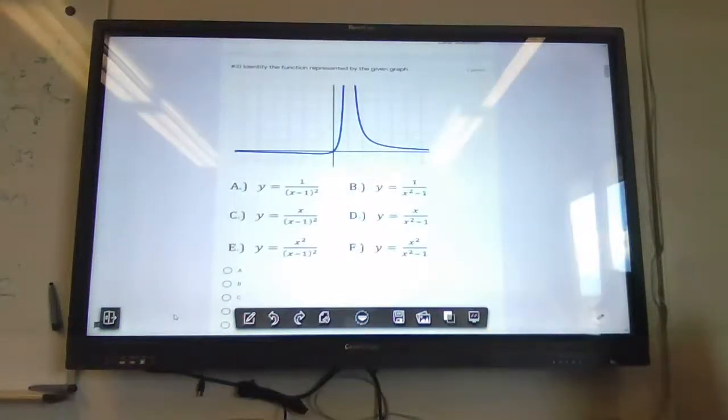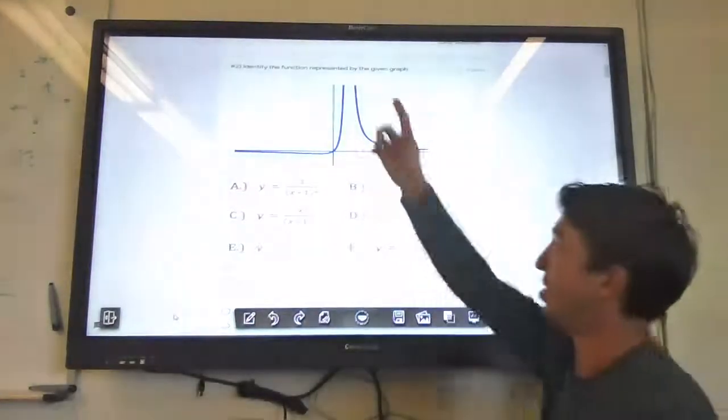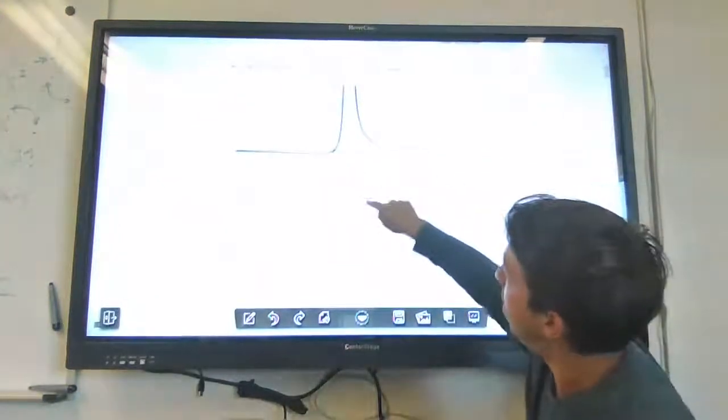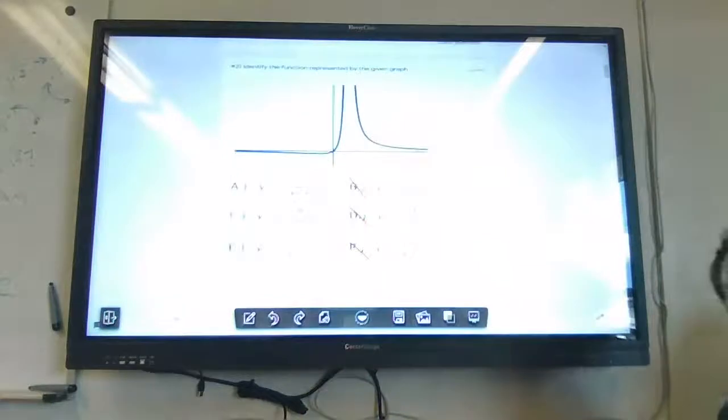All right, next one. Same process. Someone throw out something we might look at on this function, a key feature of the graph. Not AJ. As much as I appreciate your answers, my friend. Eddie. There's a vertical asymptote at x = 1. Yep. And there's also not a vertical asymptote at -1. So which half of the answers can I cross out? Right. All the ones on the right. B, D, and F, I can cross those out.